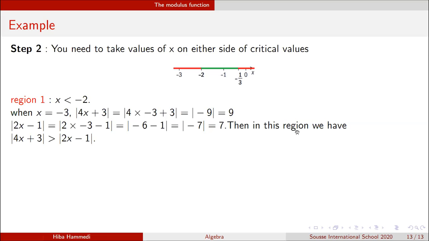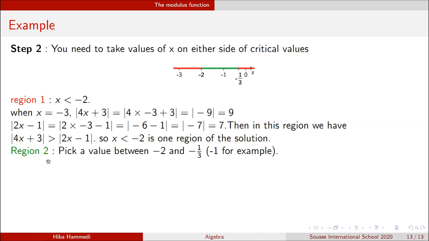In this region, we have that the modulus of 4x plus 3 is more than the modulus of 2x minus 1, since 9 is more than 7, so the inequality is satisfied. I can deduce that this region is part of the solution, so I keep it. The region where x is less than -2 is one region of the solution. Let's pick the second region. I need to pick a value between -2 and -1/3.